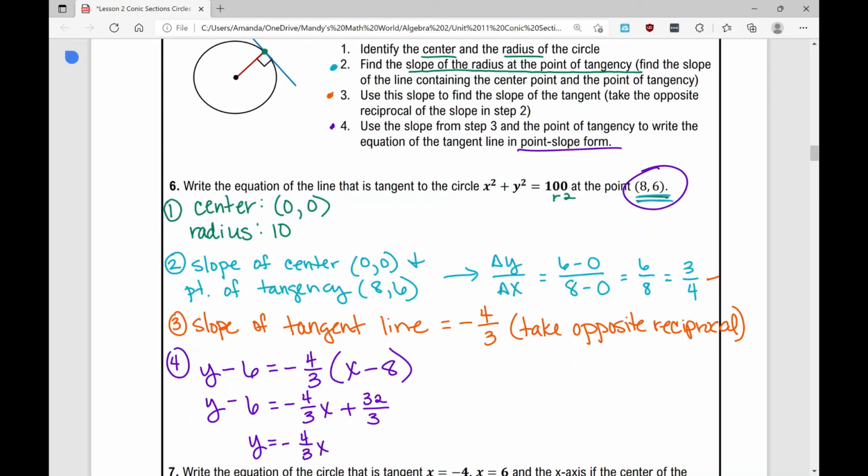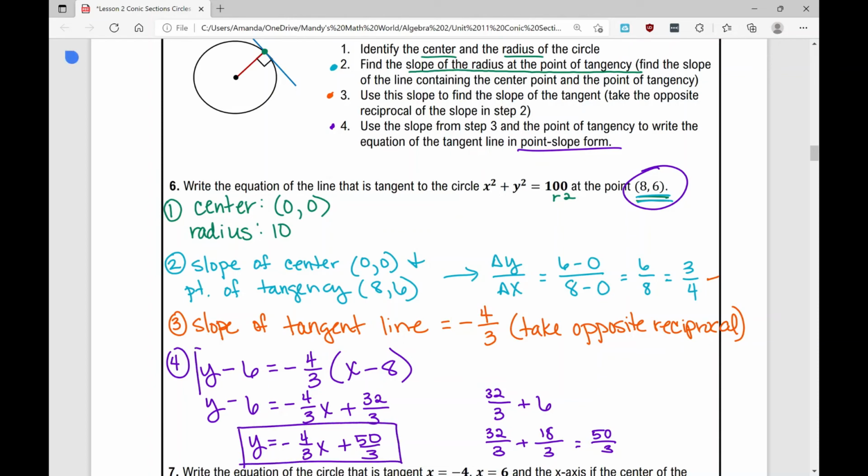Well, that's going to be 32 over 3 plus 6 over 1. I need a common denominator, so I'm going to multiply that by 3, and I get 18. And I get 50 over 3. So plus 50 over 3. And that is the equation of the tangent.